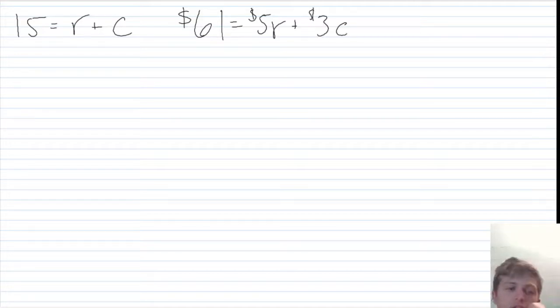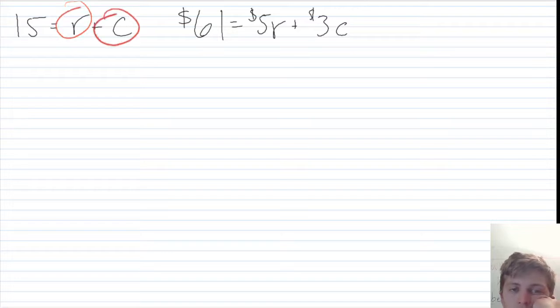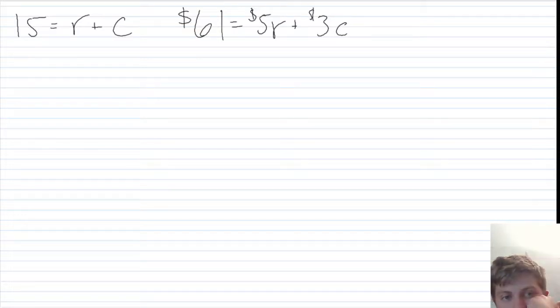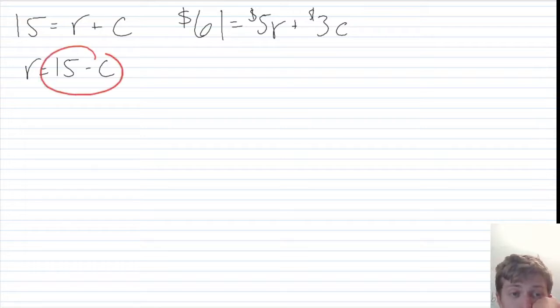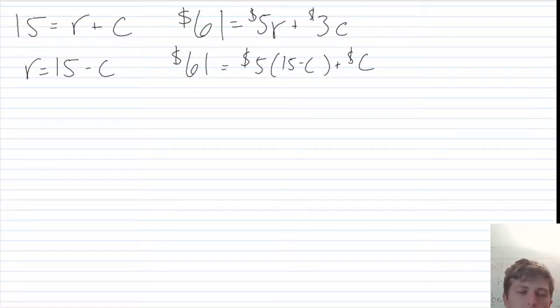All right, we got two sentences with the same two variables. We can solve this with a substitution. Let's get one of these by themselves. Subtract c from each side. We have r equals 15 minus c. And now, since we have r by itself, we can substitute it over here. All right, we got one variable in this sentence, so we can solve it.